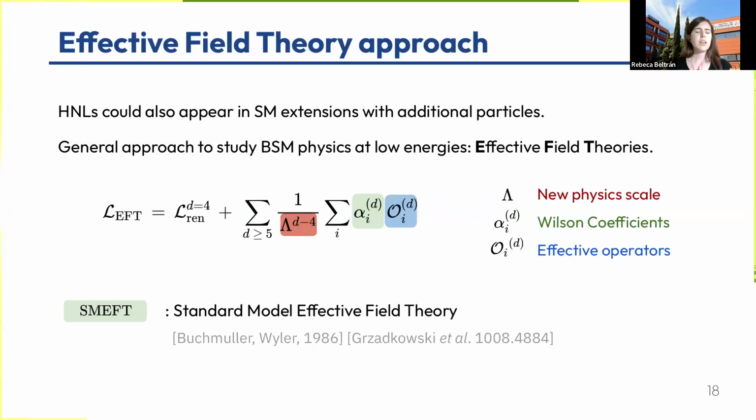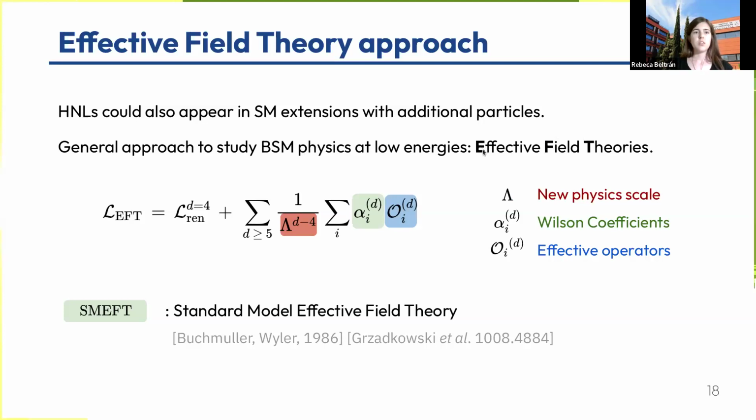Okay, so imagine any standard model extension that includes some heavy neutral leptons and other new particles with masses at a very high energy scale. So the most general approach to describe the effect of these new physics at low energies, that is the collider experiment energy scales, is using effective field theories.